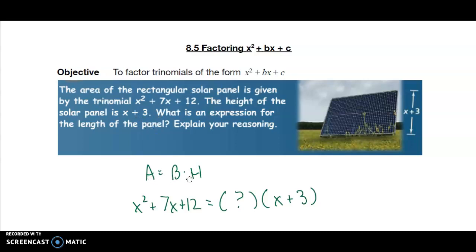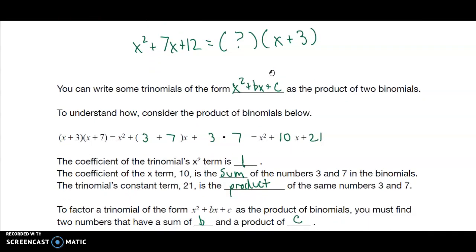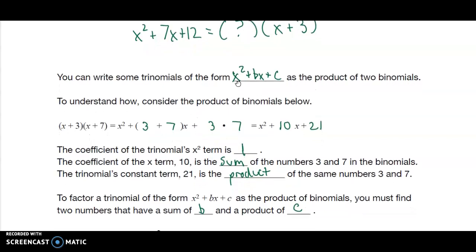So area would be base times height, but since we only know one of them, we can only set this up so far as the area given, x squared plus 7x plus 12, equals something times that height, which is x plus 3. So that's why we need to know how to factor these, to figure out what would be missing if I was trying to multiply times x plus 3 and end up with that trinomial. This process is always going to break down pretty much the same. We can write those trinomials of that form, x squared plus bx plus c, as the product of two binomials.